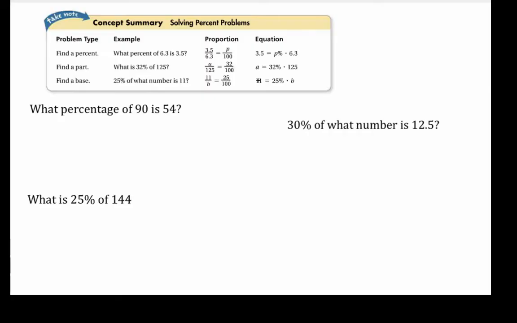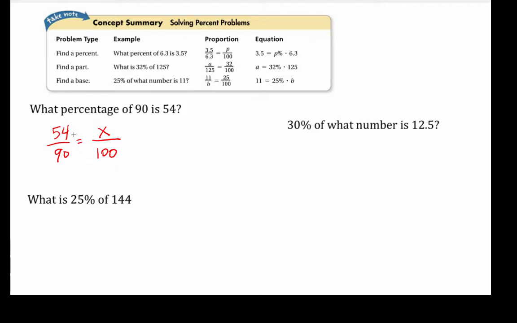All right, so let's go ahead and do these three examples that I introduced a few slides ago. What percentage of 90 is 54? This is the first example here. If we remember, part over whole equals percent over 100. What's the part? 54 is a part of 90. We're asked to find the percentage, so we can call that X, or P for percentage, that's fine.